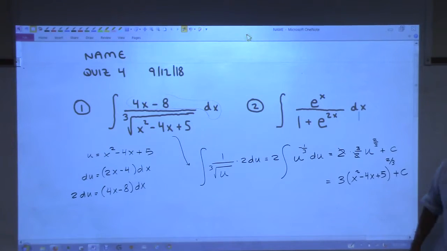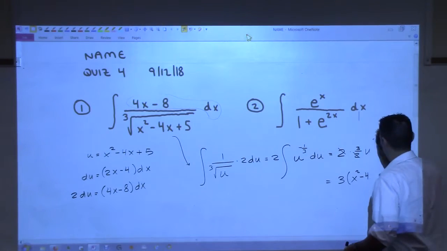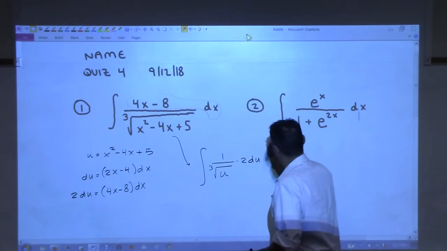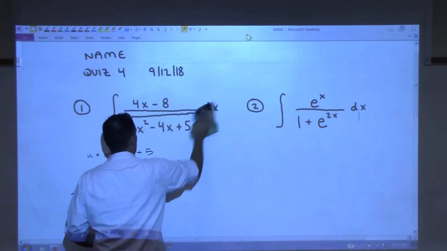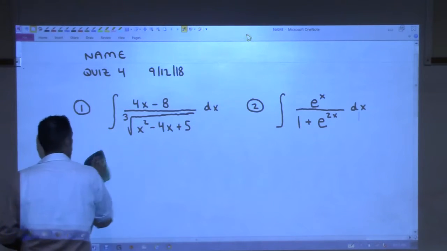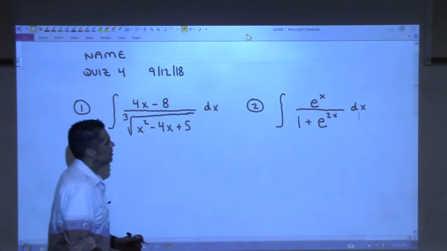Okay. Now the next one, I only had 2 people in my other class get the next one. Did anyone get it? Feel like you got it? What's the u substitution on the second problem?